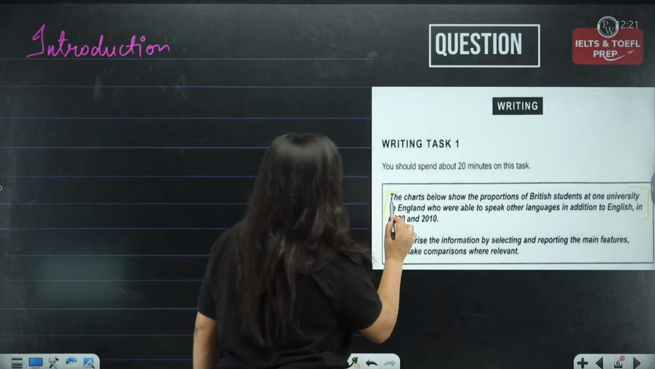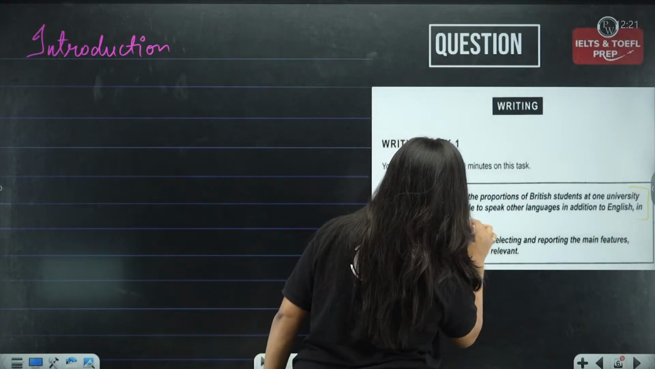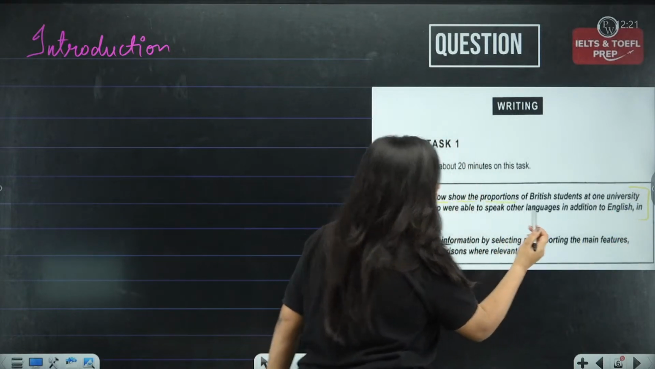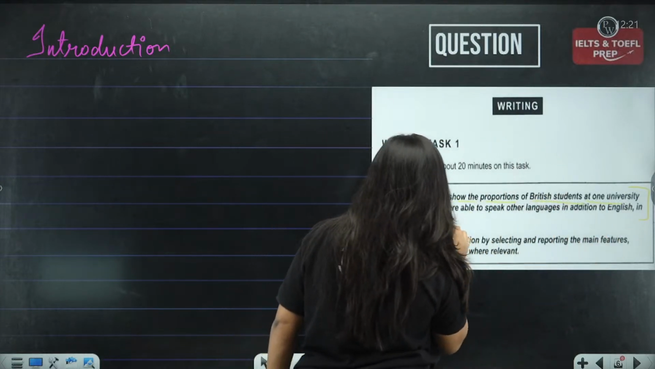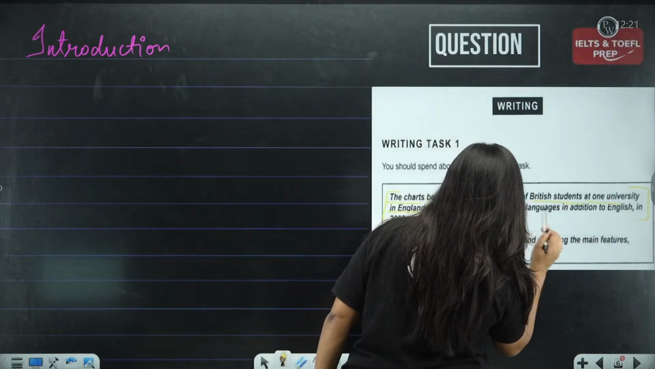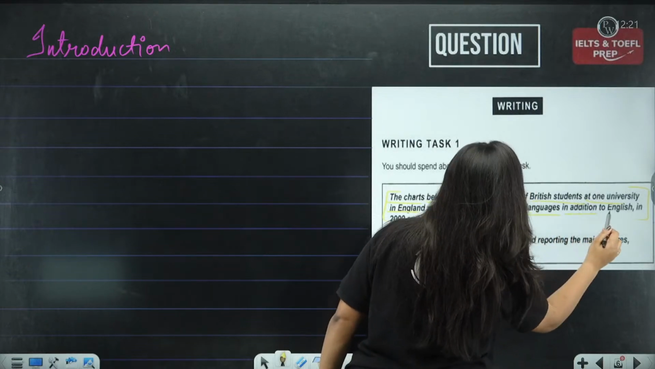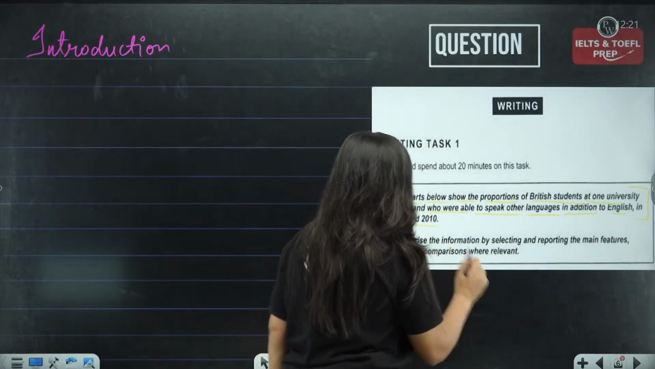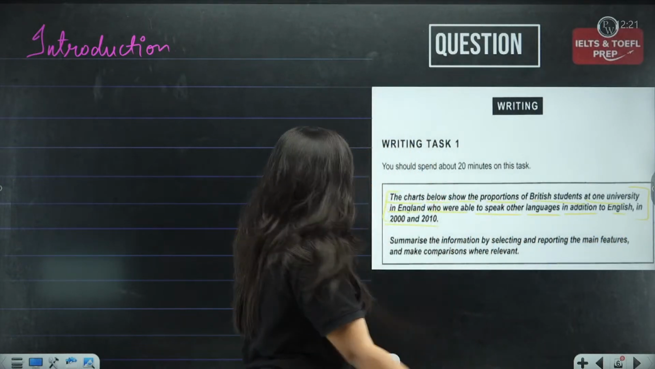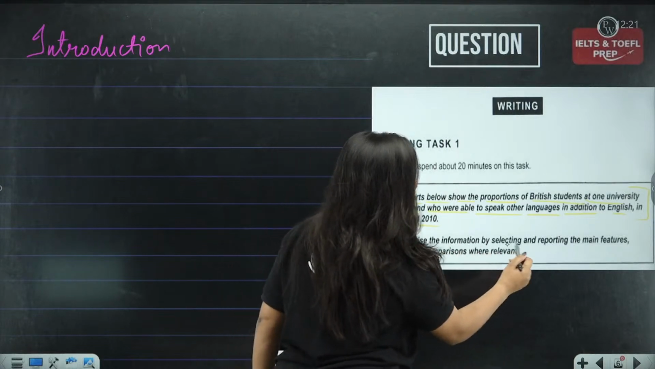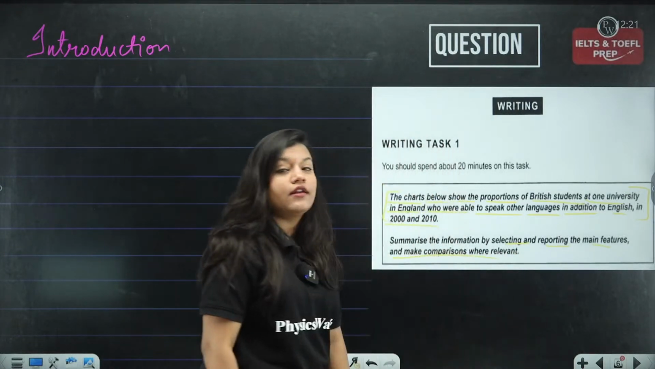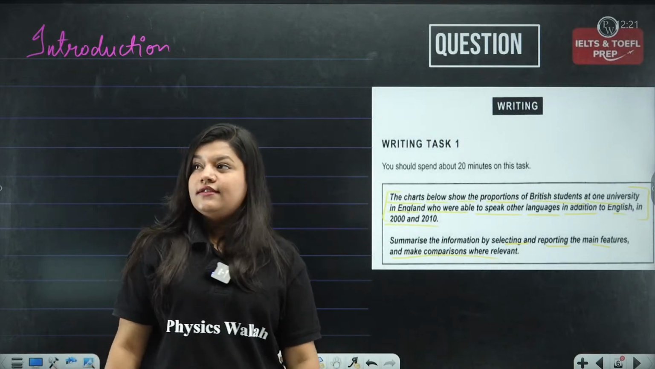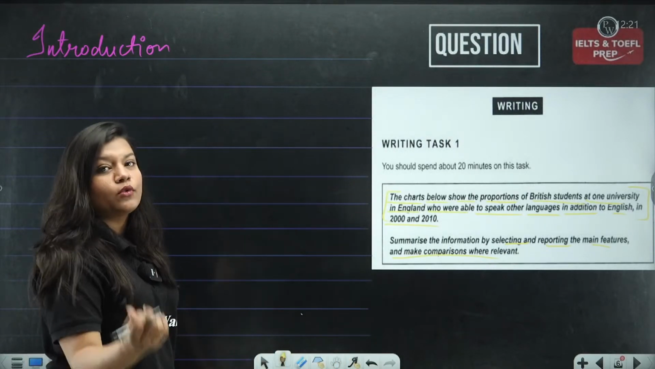Let's see. The chart below show the proportions of British students at one university in England who were able to speak other languages in addition to English in 2000 and 2010. Summarize the information by selecting and reporting the main features and make comparison where relevant. This is your entire question जिसको आपको paraphrase करना है.